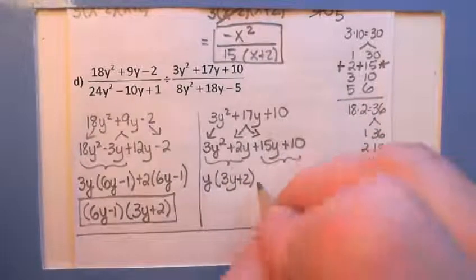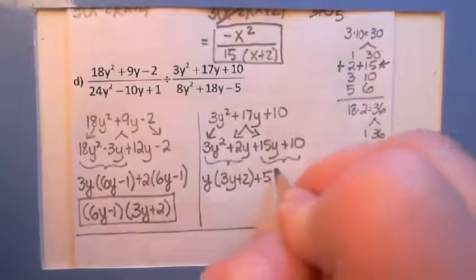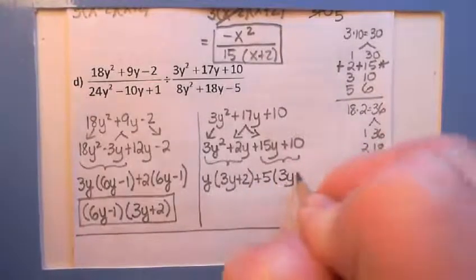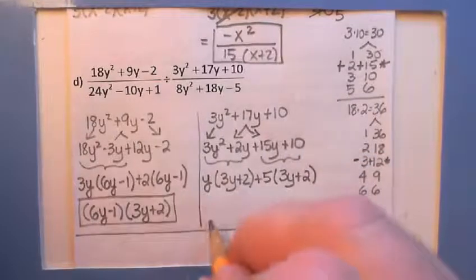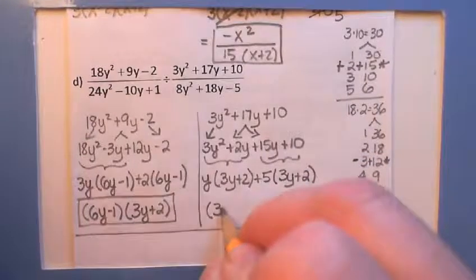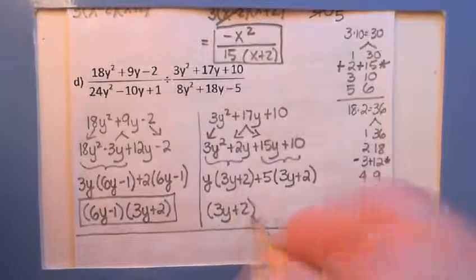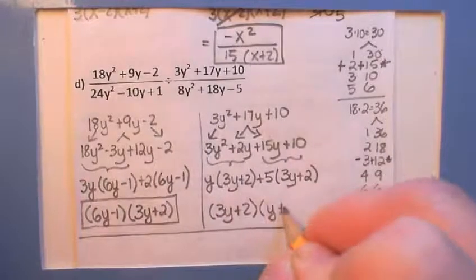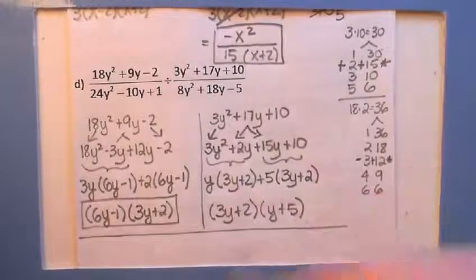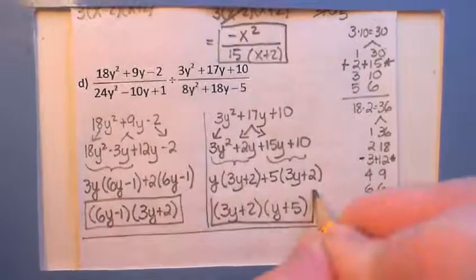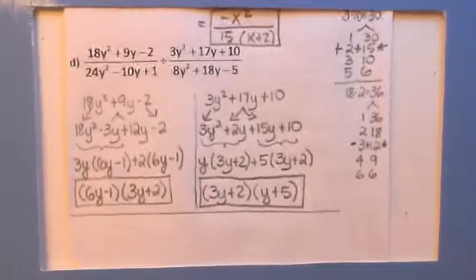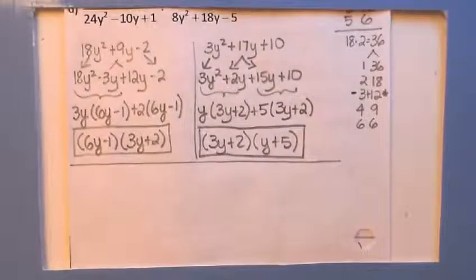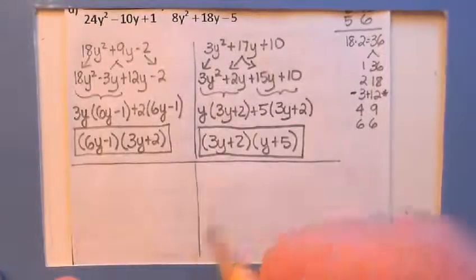And what can I factor from the last two? I can factor out a 5. So this would be 3y plus 2. Very good. So now, what can I factor from both? I can factor 3y plus 2. And y plus 5 is left. Alright, so we factored the second one. Now let's continue on and let's factor the bottom ones. So let me copy over here.